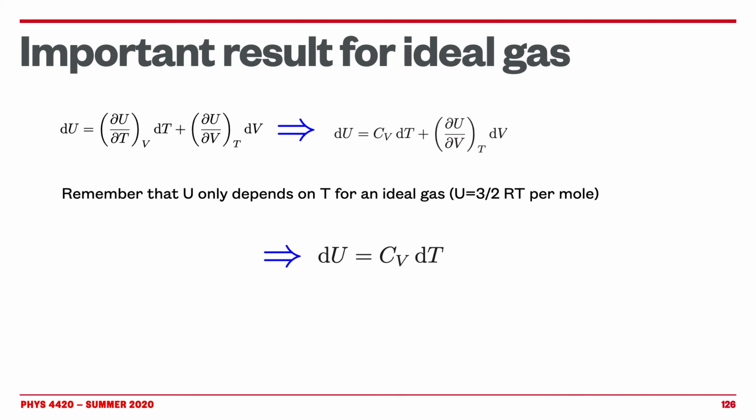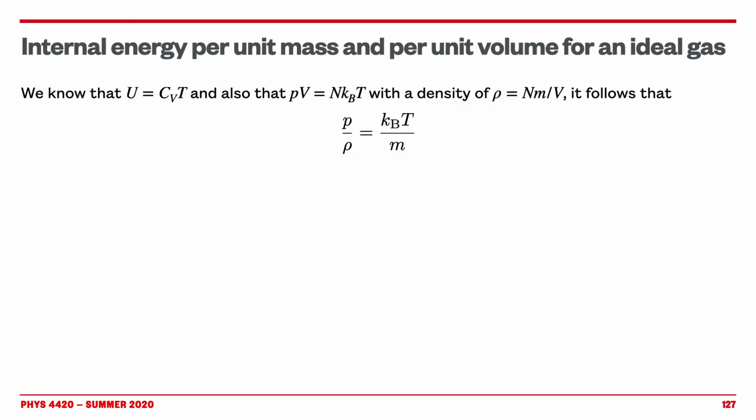So this very simple form that U is equal to 3/2 RT for a mole of ideal gas is only true for an ideal gas. But this is a very compact way to say that for an ideal gas the internal energy can be calculated as Cv times dT. We can even go further if we want to, and see what happens if Cv does not depend on temperature. Then we can integrate left and right, and that means that we can use this equation U equals CvT, and we can calculate the internal energy per unit volume and per unit mass for an ideal gas.